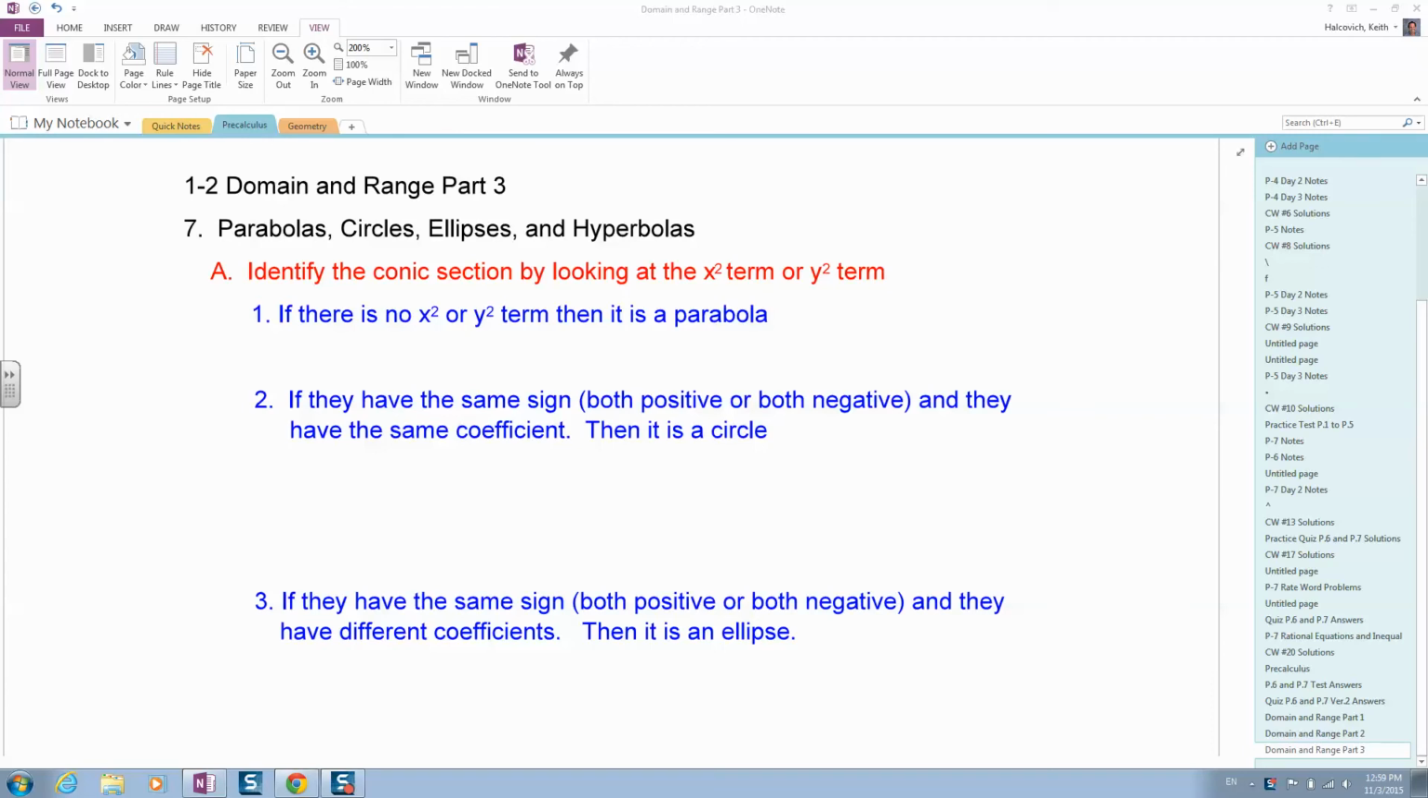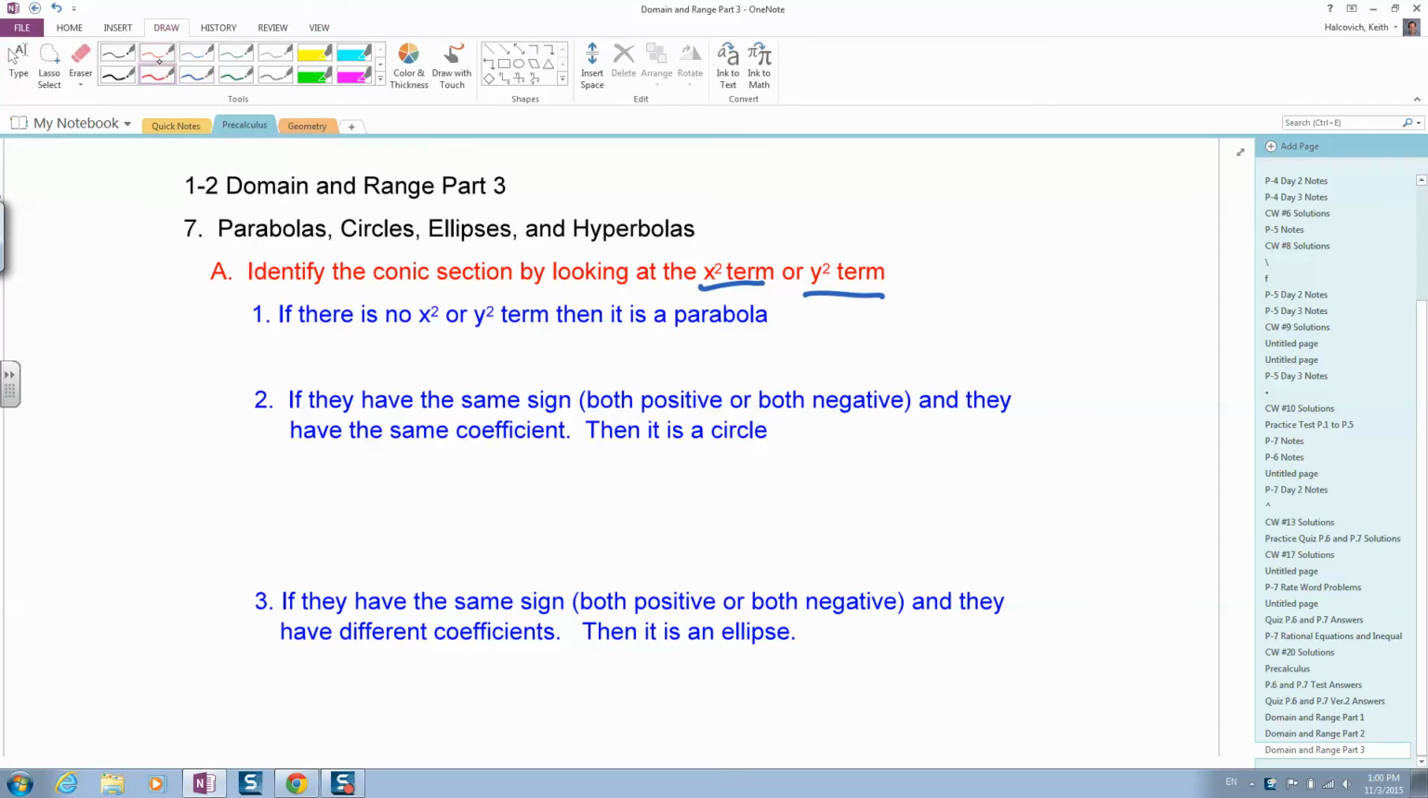Today we're going to talk about the conic sections and how to find the domain and range of those particular equations. So the first thing we want to do when we're looking at an equation that may be a conic section is determine what conic section it is. And we do that by looking at the x squared or the y squared term. If there is no x squared or y squared term, then it is a parabola.